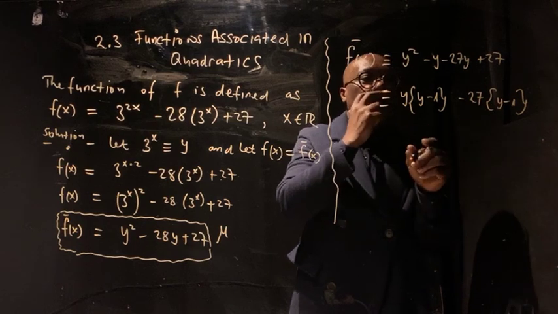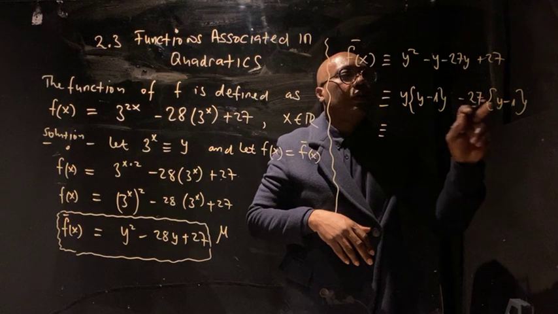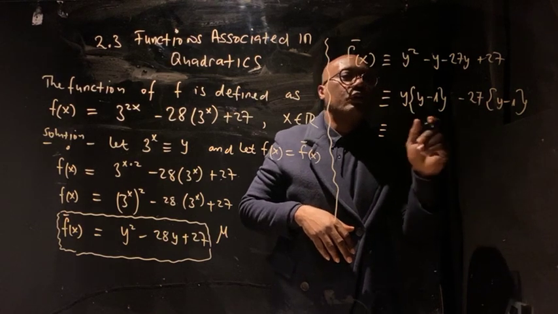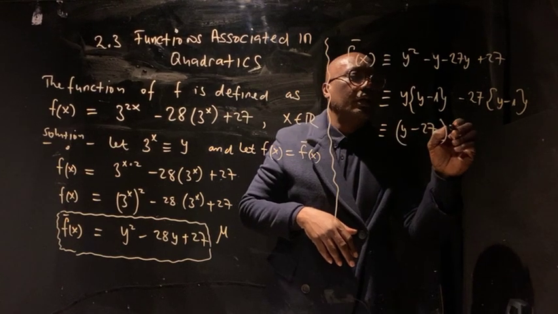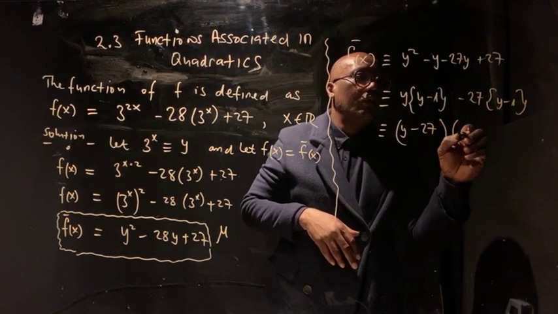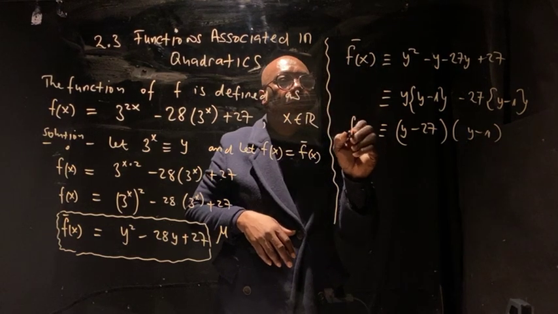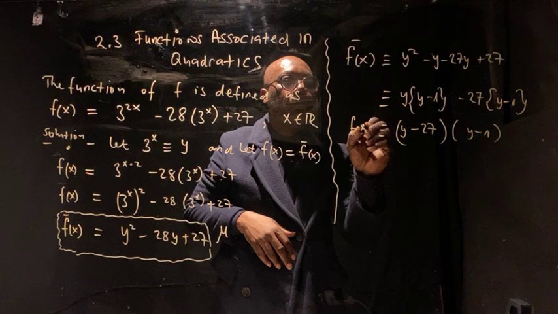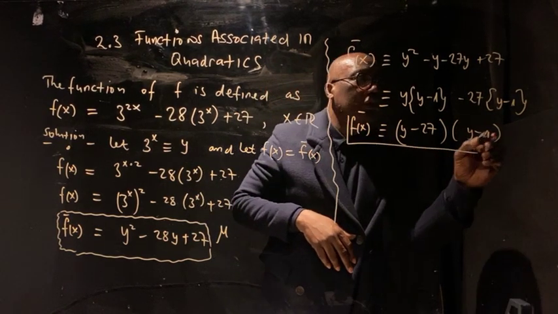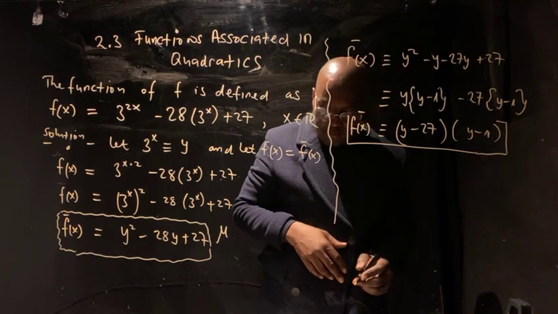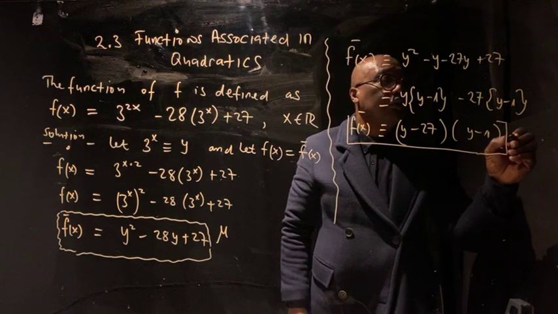So this is correct. Further factorization, we see that this one and this one are common. So we factorize that one out and we have y minus 27, and then we factorize the other one out, y minus 1. Which indicates that the f of x is equal to this. Let me call this equation two.